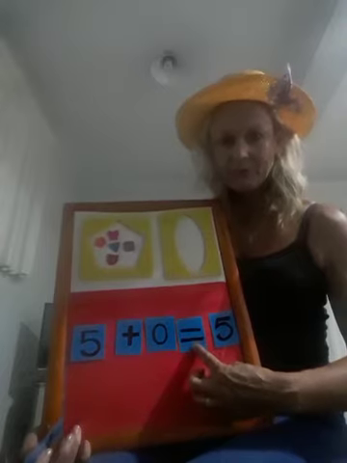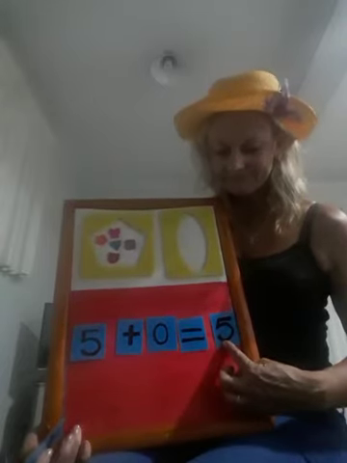So my number sentence will say 5 buttons plus, not 1, but 0. It will say 0. So 5 plus 0 equals 5. 1, 2, 3, 4, 5 buttons plus no more buttons equals only 5.